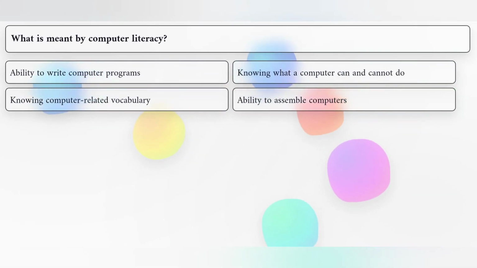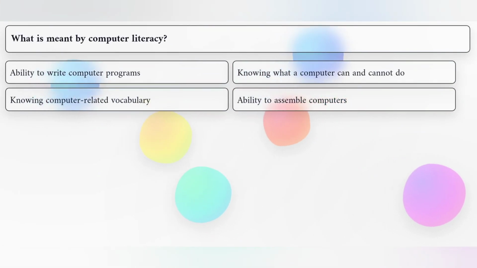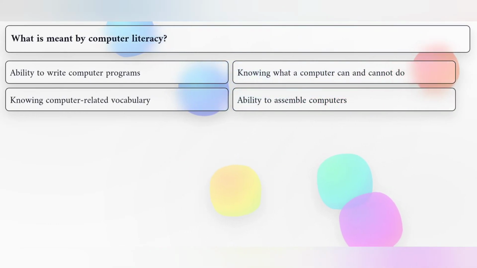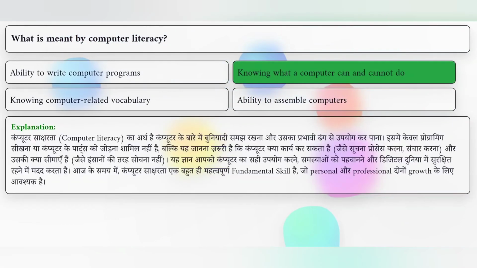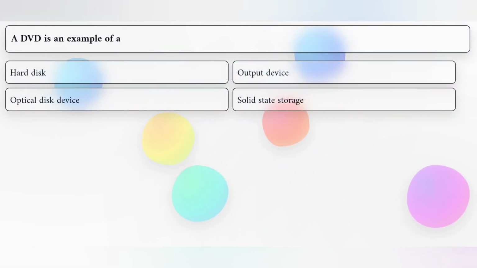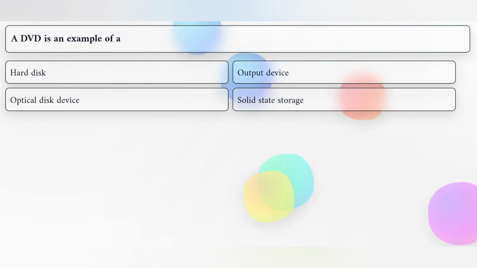What is meant by computer literacy? Ability to write computer programs. Knowing what a computer can and cannot do. Knowing computer-related vocabulary. Ability to assemble computers. A DVD is an example of a hard disk, output device, optical disk device, solid-state storage.